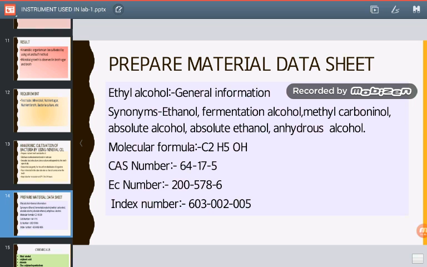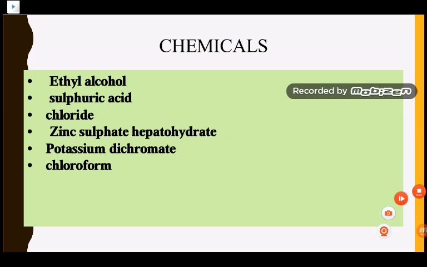The name of the experiment is to prepare material safety data sheets for some common chemicals. We are going to discuss certain common chemicals. These chemicals are ethyl alcohol, sulfuric acid, chlorides, zinc sulfate heptahydrate, potassium dichromate and chloroform. You have heard of these chemicals, which are often used in the laboratory. So we are going to prepare the material data sheets of all these chemicals.